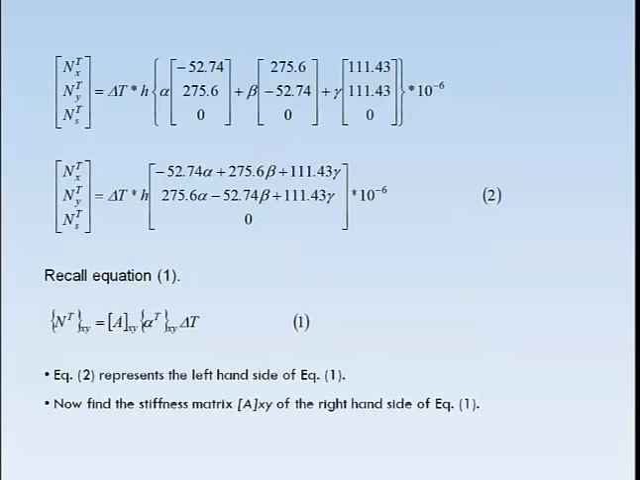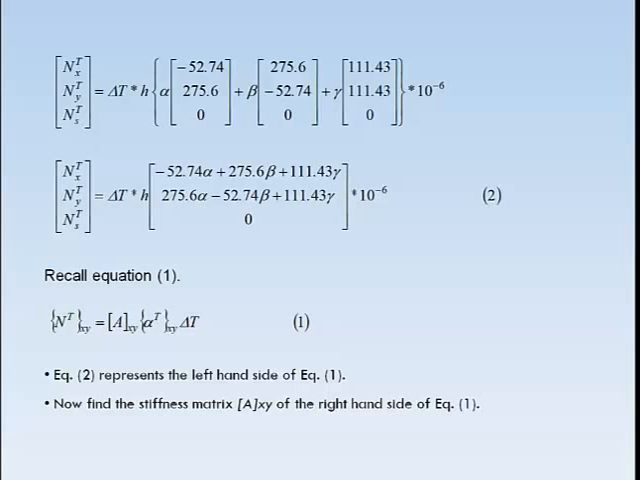So Qxy 0 is equal to 0. These are the values we are taking from the reference book by Uday and Mukhopadhyay. By substituting the above matrix in the previous equation, we get the following equation: Ntx, Nty, Nts equal to delta T into h whole of alpha into minus 52.74 to 75.60 plus beta into 275.6 minus 52.740 plus gamma 111.43, 111.430, into 10 to the power minus 6. So this is how we are getting equation 2.